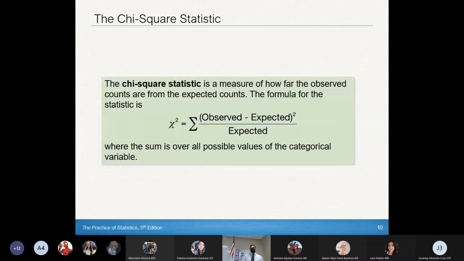And our chi-squared statistic is a measure of how far the observed counts are from the expected counts. And the formula is as follows. We have chi-squared, that's an interesting looking capital-ish X squared. It is a Greek letter, chi. And that is equal to the sum of the observed minus the expected value squared divided by the expected value. So this fraction is calculated for each observed and expected value.